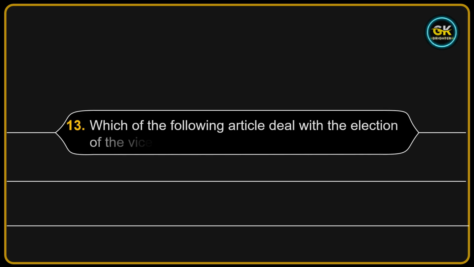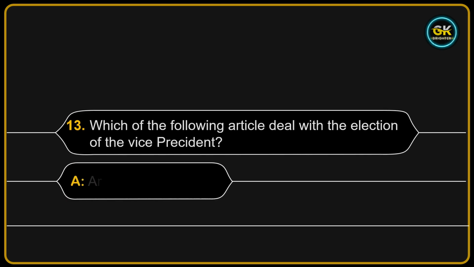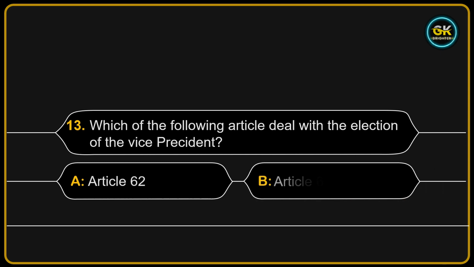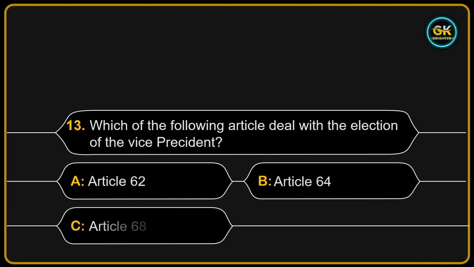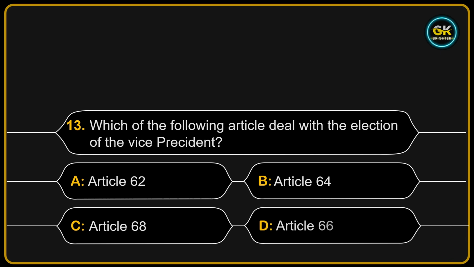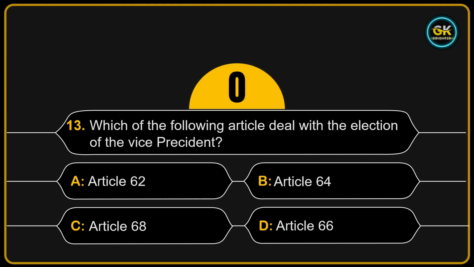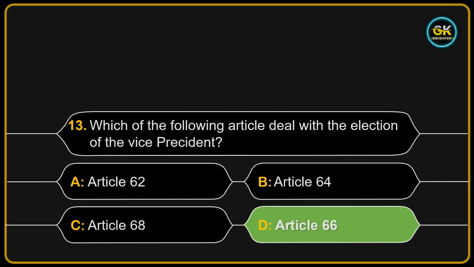Which of the following articles deals with the election of the Vice President? Article 62, Article 64, Article 68, Article 66. Article 66.